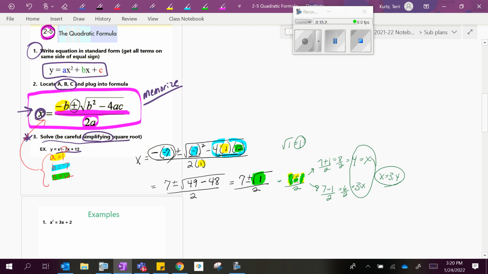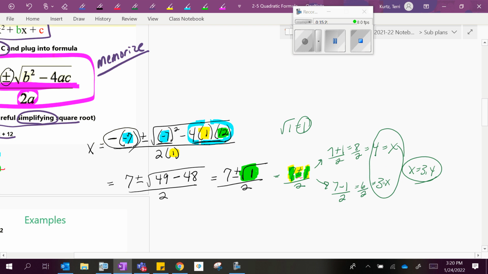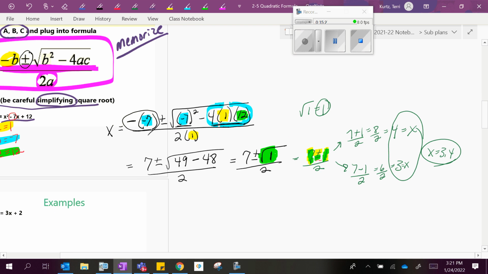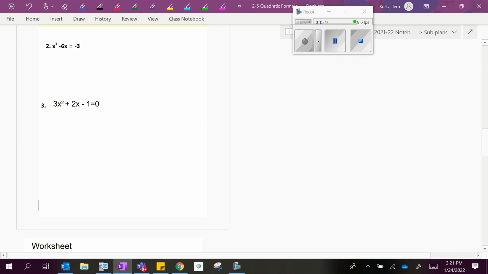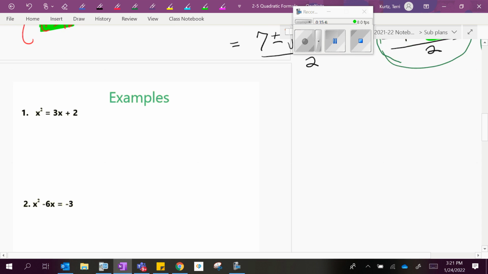All right, so let's just keep trying some other ones. And you'll see the pattern. We always try to get it down to this with just one number underneath the radical. Then we simplify the radical. Then we apply the plus and minus. We really can only apply the plus and minus if we get the radical to go away. But we'll look at that in a second and see what happens.